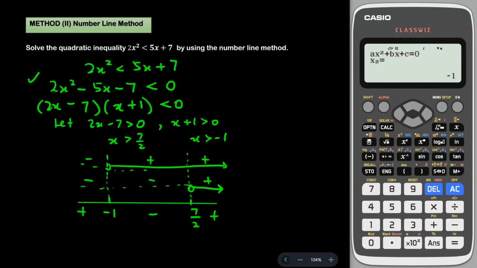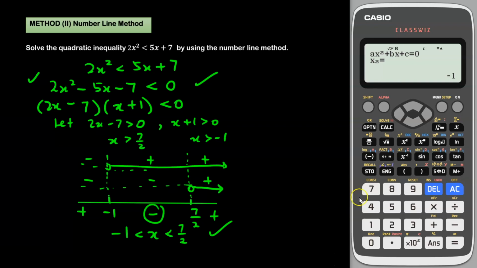So from here, it is found that the expression in the second line is 2x squared minus 5x minus 7 less than 0. So since it's less than 0, the range of values of x is found from the parts of the number line that are negative. So from the number line, the range of values of x is x between negative 1 and 7 over 2. And this is the final answer.